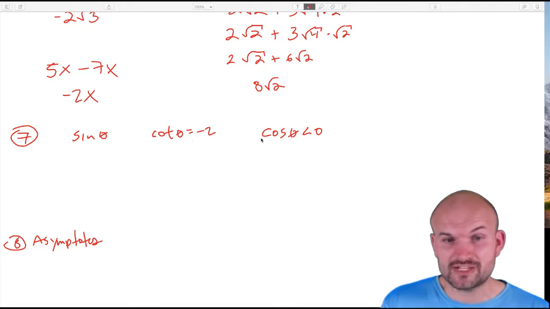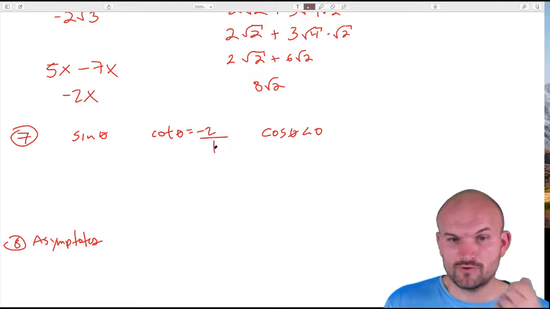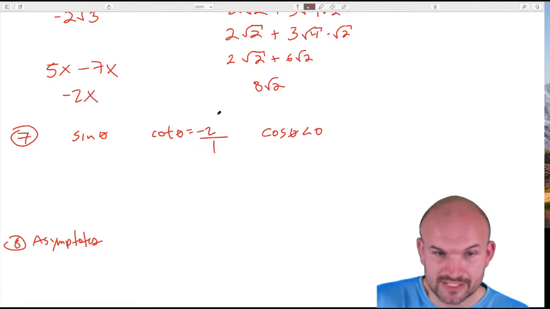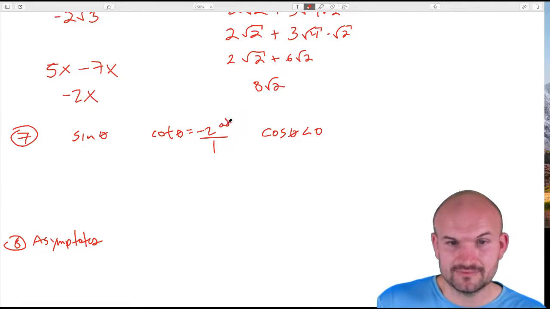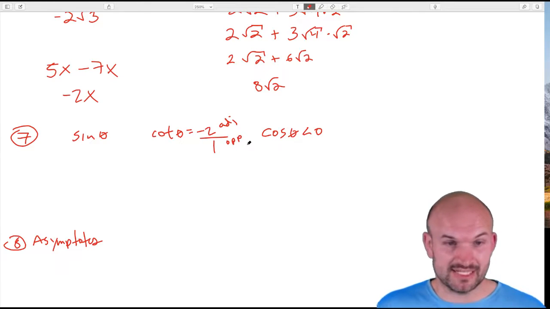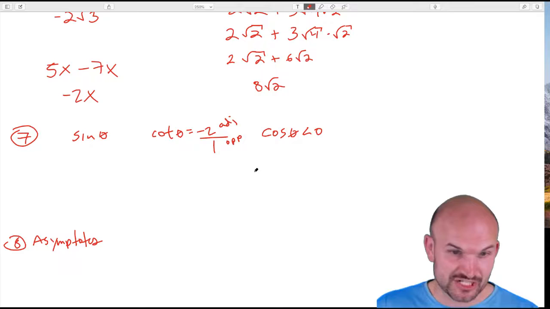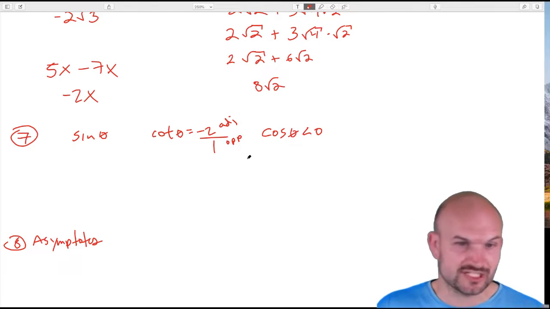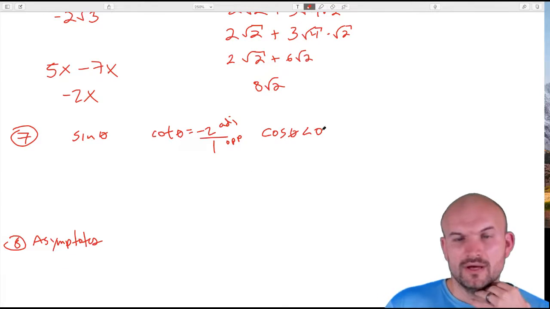So therefore we need to have a fraction, so I'm going to have -2 over 1. So -2 is going to be my adjacent side and 1 is going to be my opposite side, right? That is the ratio of cotangent, where tangent is opposite over adjacent. So cotangent is adjacent over opposite. So I have some triangle.